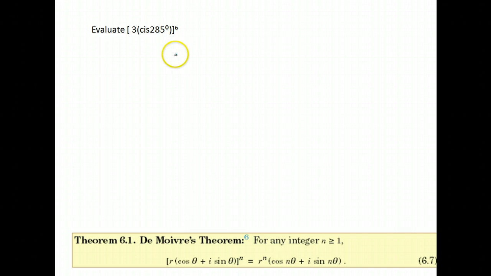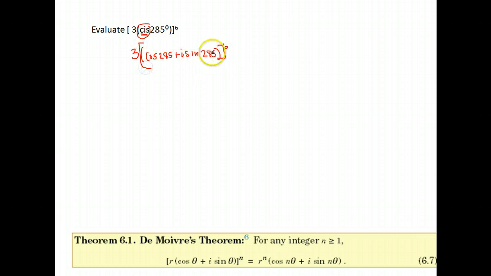Okay, let's do one more of those. This time we have it just with our abbreviation. Remember, this is just an abbreviation for the cosine of the angle. That's what the C stands for, plus i sine. The i s is the sine part of our angle. And again, we're raising this to the 6th power.